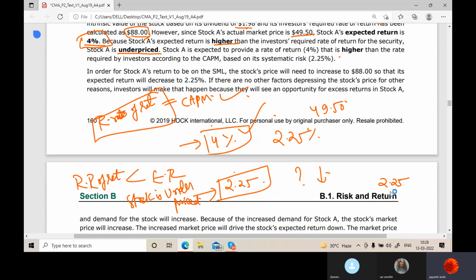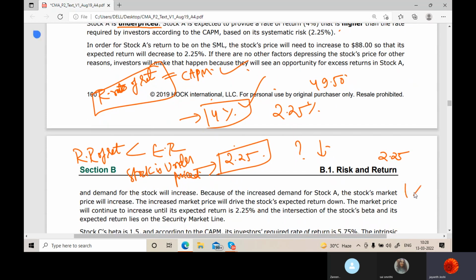If the required rate of return is 2.25%, and in the market the rate is 1%, in the market people are getting 1% returns. So your stock will be overpriced. Why? Because people will be ready to pay a higher price to buy your stock. So here the vice versa thing comes into the picture.